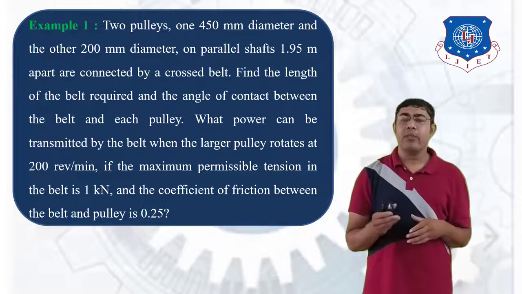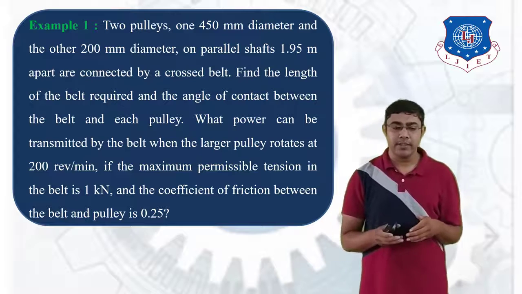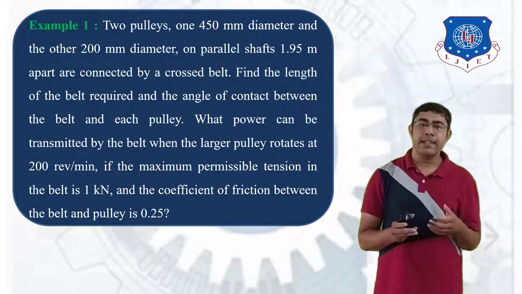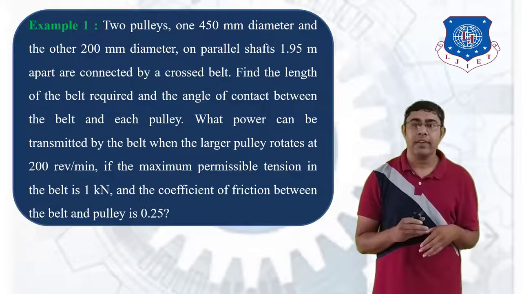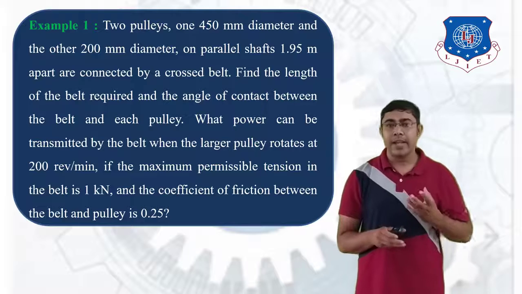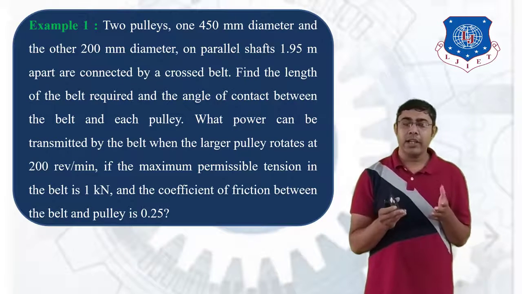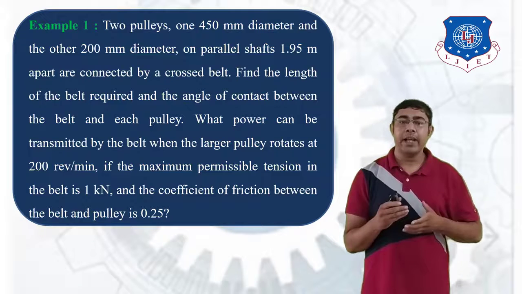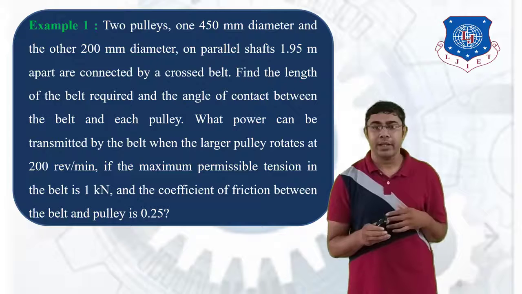The maximum permissible tension in the belt is 1 kilonewton and the coefficient of friction between the belt and pulley is given as 0.25. So we have to find first the length of belt, second the contact angle between pulley and belt, and third the power transmitted by the belt.